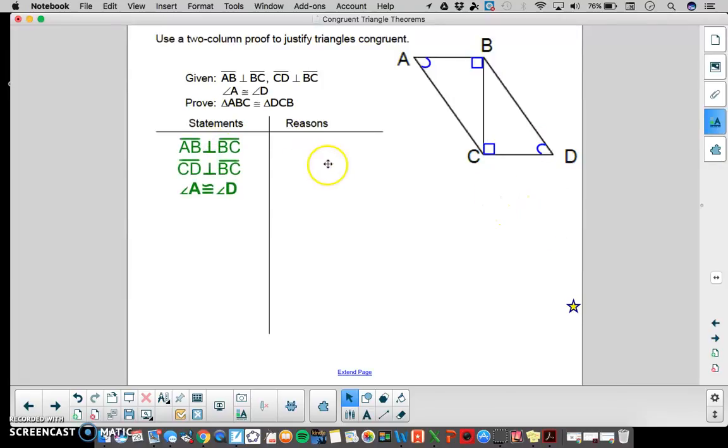So first we always start out with our given. So those are the three statements that were given to us. AB is perpendicular to BC, CD is perpendicular to BC, and angle A is congruent to angle D. We also notice that side BC is shared. That means that BC is congruent to itself with the reflexive property.